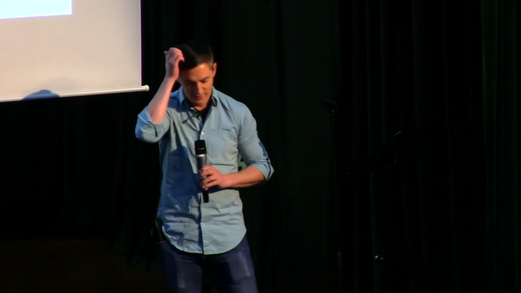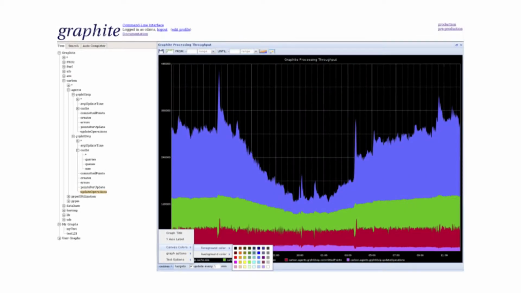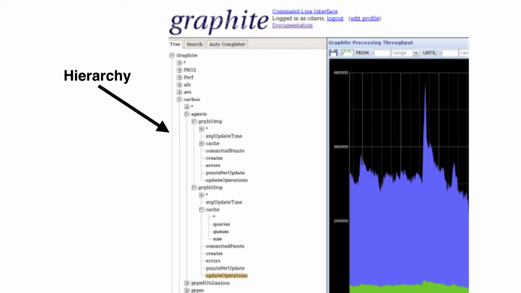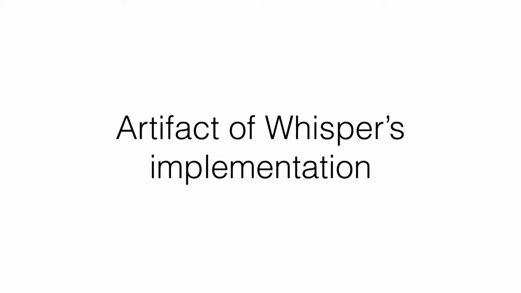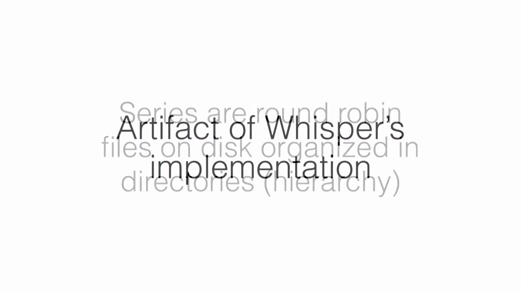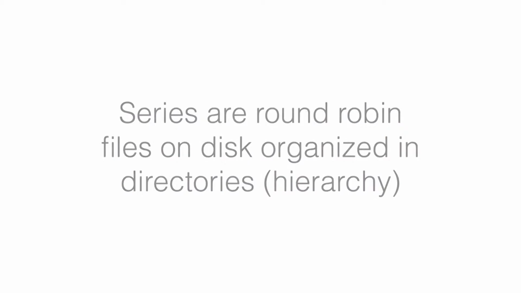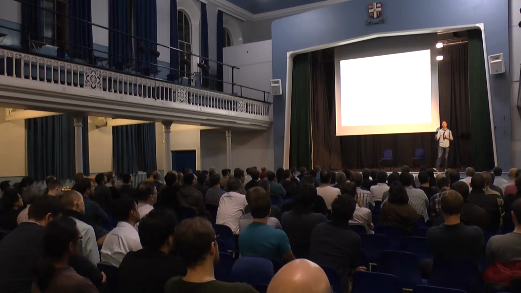So this is obviously very familiar to most of you: Graphite. Graphite uses a hierarchical scheme. At least this is my claim, that it's hierarchical. And this is largely an artifact of the implementation details behind Graphite. Series are basically single files that are essentially round-robin databases that are organized in a directory structure on your disk. And the metadata that you have around the series is encoded in the metric names.